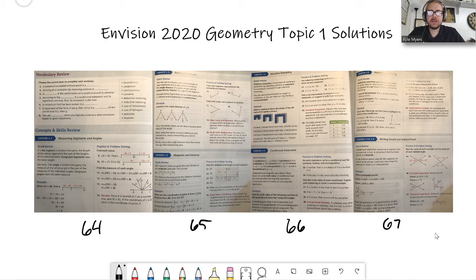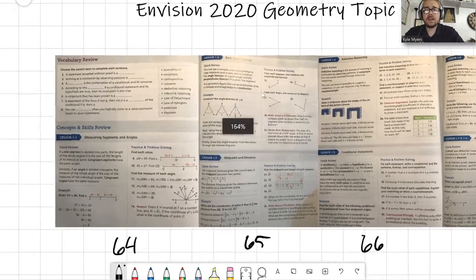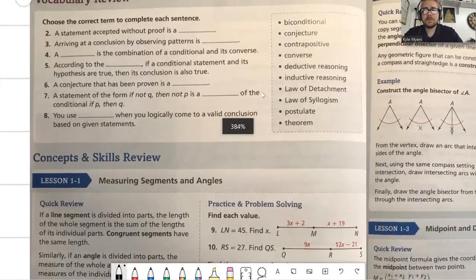So today I want to talk about the Envision 2020 Geometry Topic 1 Solutions. That's the title, it's the thing at the top. What I'm going to do is go through all the pages 64 through 67 in the new Envision books and work out the solutions to each problem, so you can see what the answer is and how to work it out if you got stuck on one of them or if you need help on the homework. So without further ado, let's jump in to the vocab review.